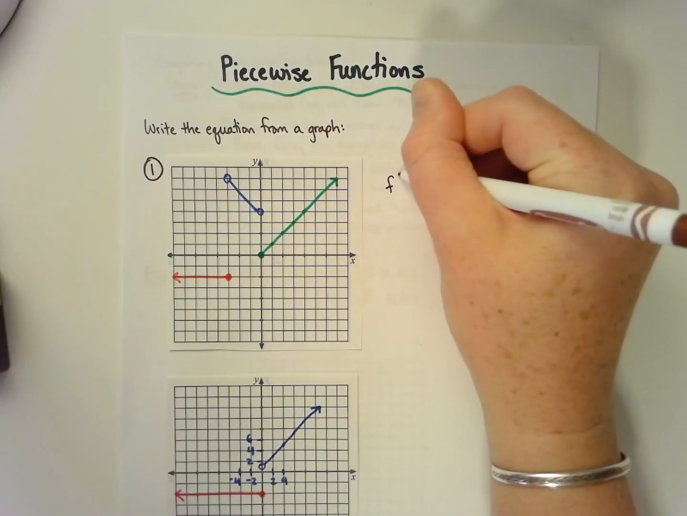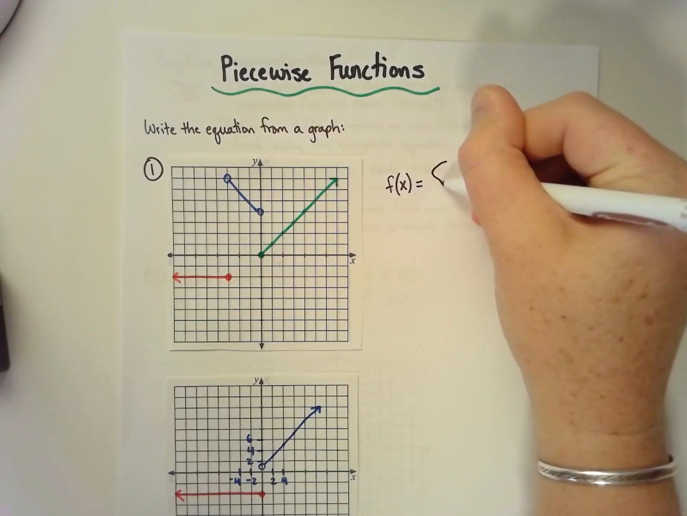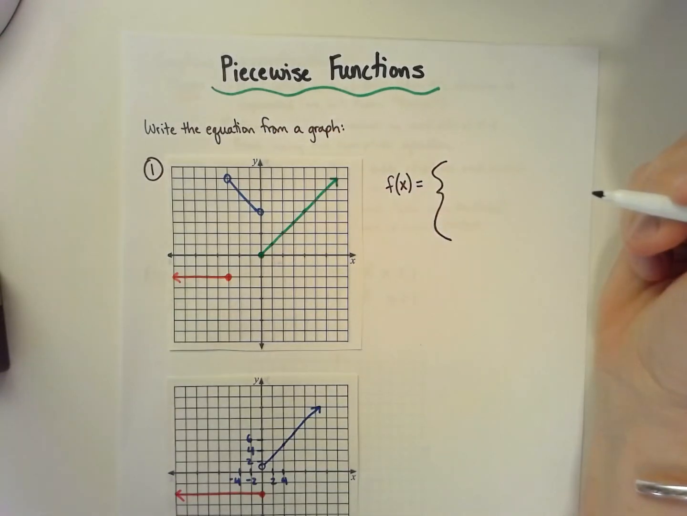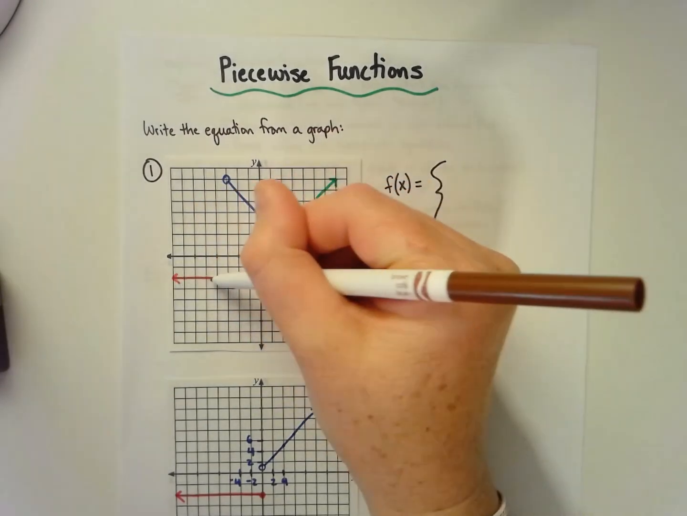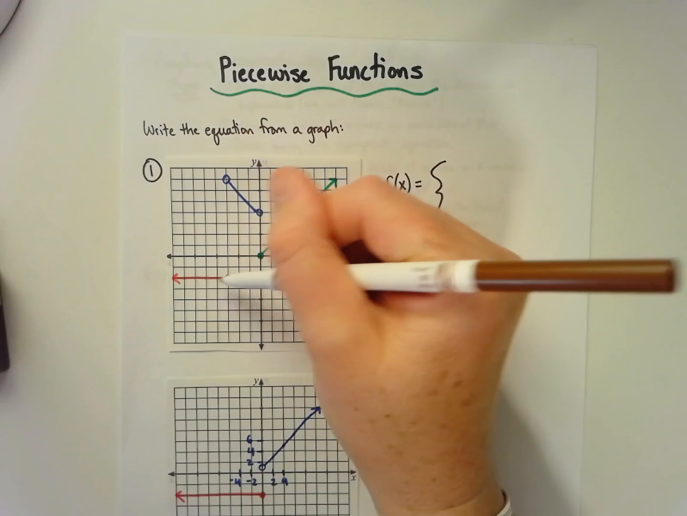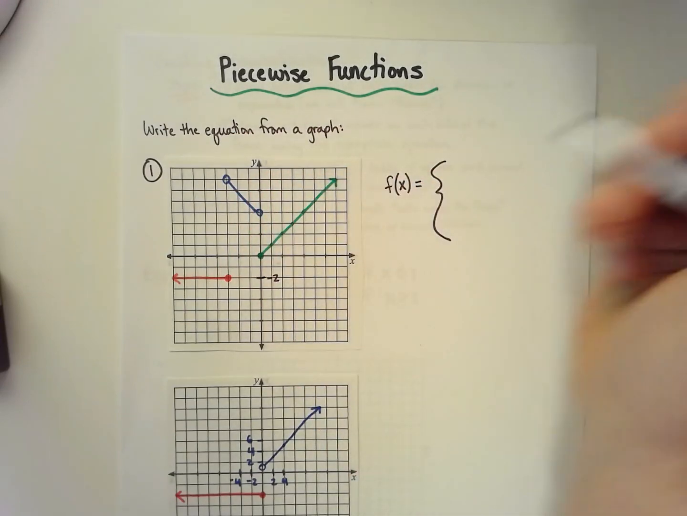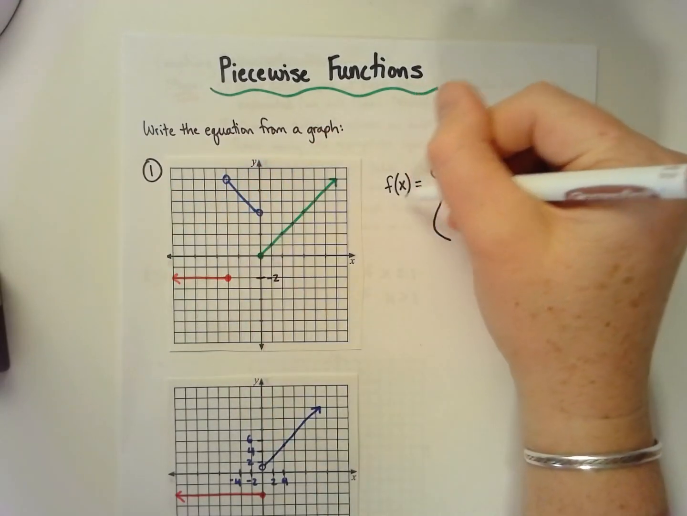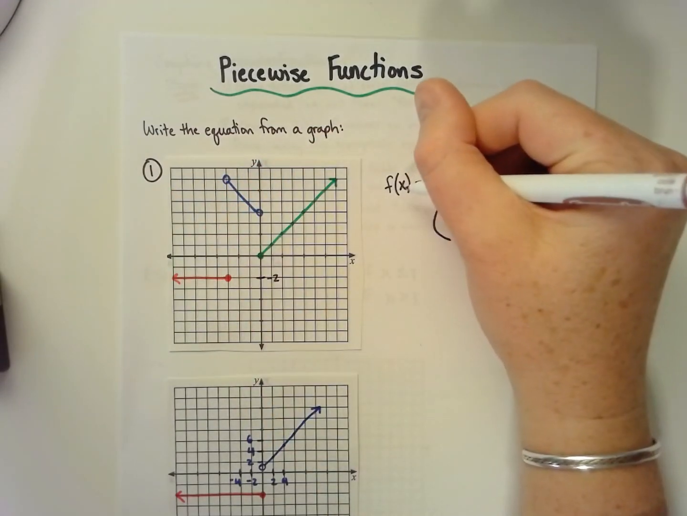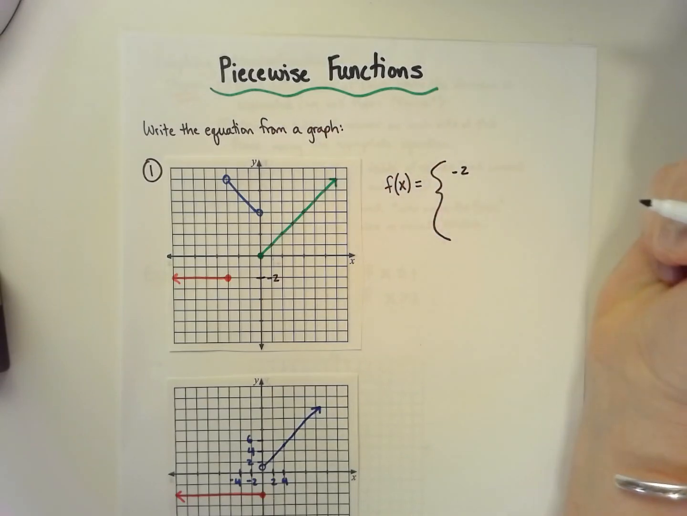So we're going to call this f of x equals, and then we set up a big curly brace to include everything we need here. So let's first look at this red line. It is a horizontal line at y equals -2. So at that line, y equals -2, f of x is like your y. So you already said y equals, you just have to write the -2 over here.